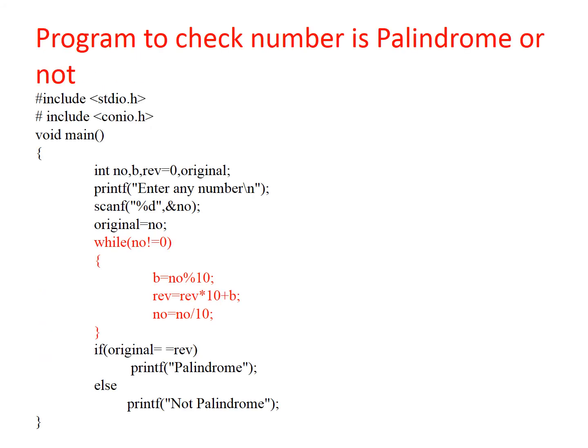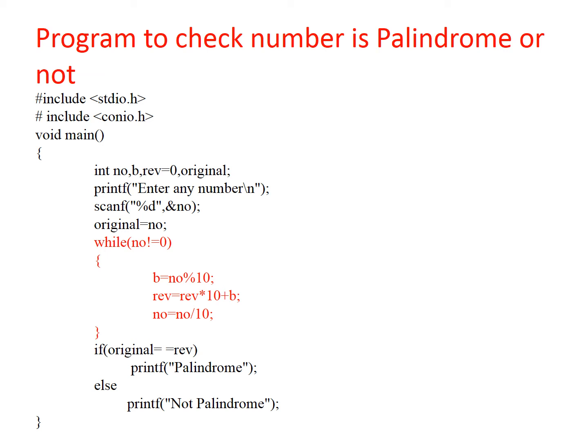Now here we are checking one program which will decide whether the entered number is a palindrome or not. A palindrome means that if the original number and its reverse number are both the same, then that number is called a palindrome number. So here the logic is that we first separate each and every digit from that particular number and then print it. It will be helpful for reversing the number.